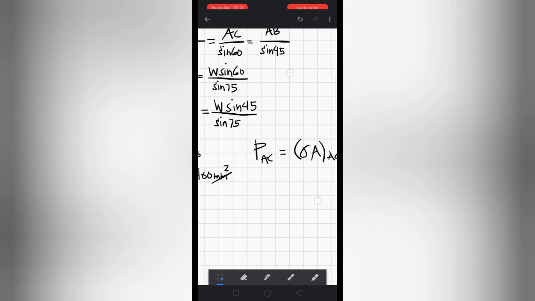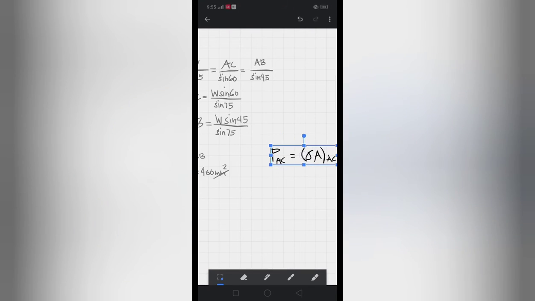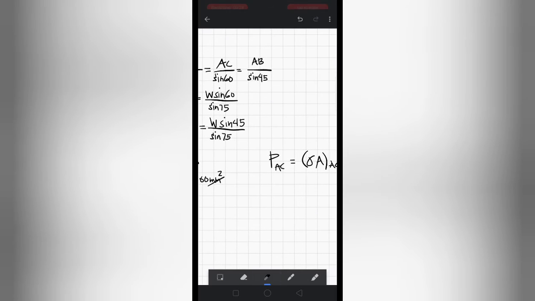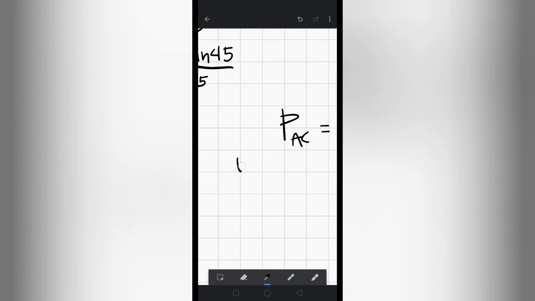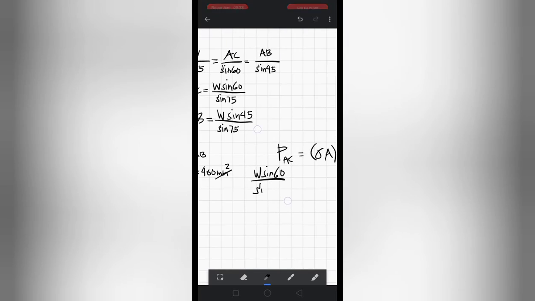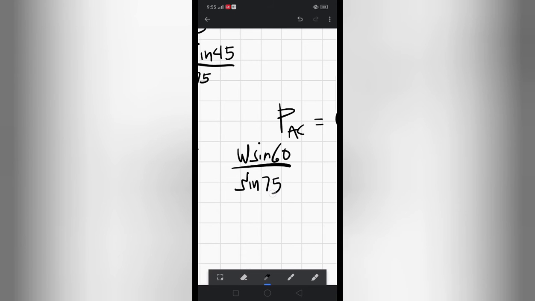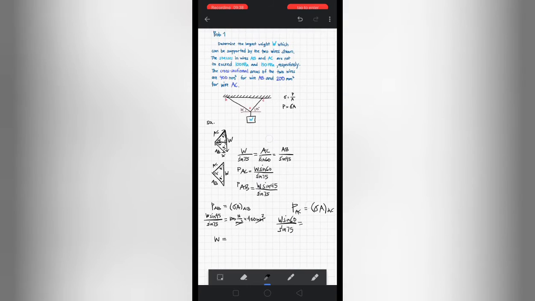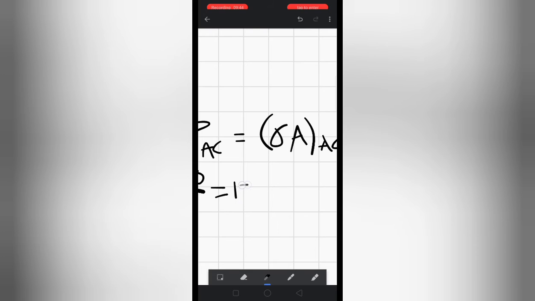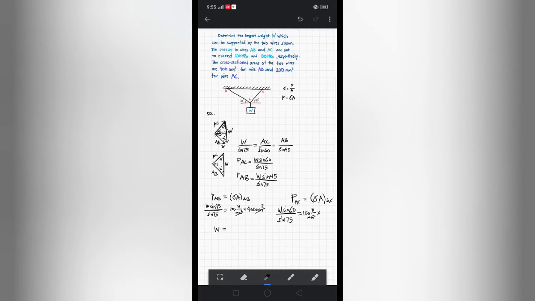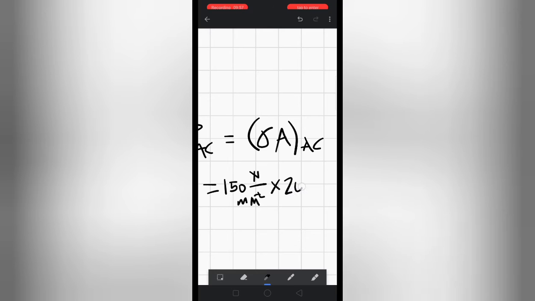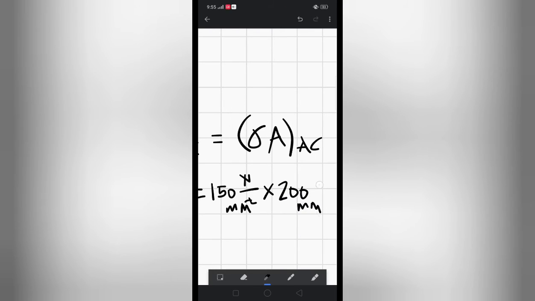Then for this one, let's move it here. This PAC would be W sine 60 over sine 75 times the stress, which is 150, and cross-sectional area, which is 200. 150 Newton per mm squared times 200. Yeah, it's 200 mm squared.